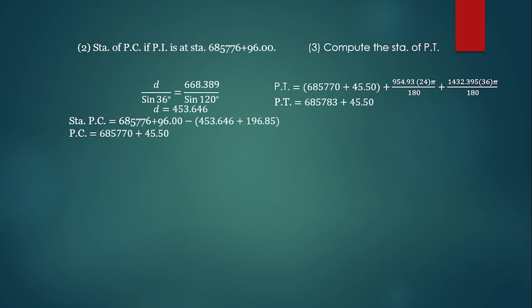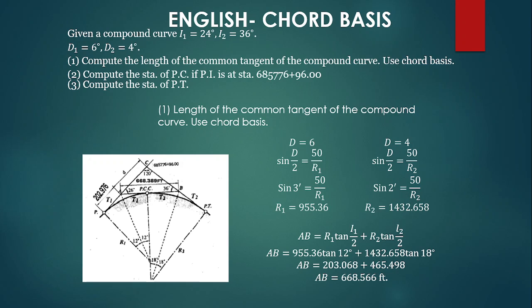Dito po ang pinalitan ko naman ay yung 685776 plus 96.00. So, ayun po yung value. So, D is equals to 453.646. The value of PC in this situation is 685770 plus 45.50. Same goes to computation of station of PT. Ang value po ay 685783 plus 45.50.